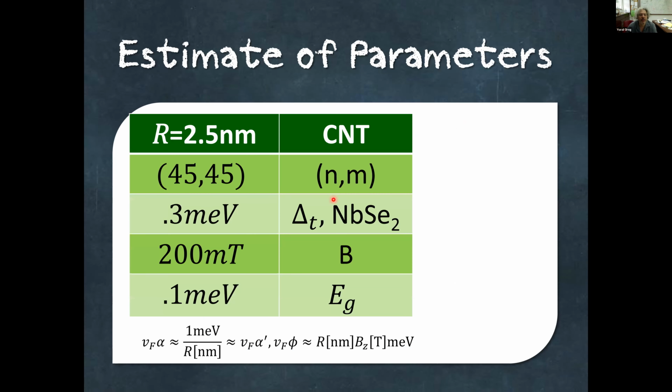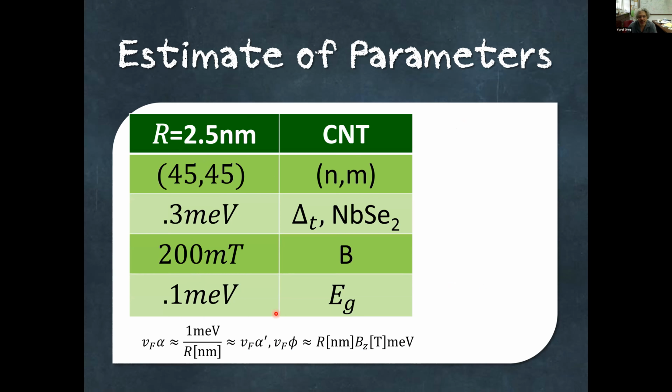Now I think this is wrong. These numbers are wrong, but this is to compare results. So this is what we get for R equal to 2.5. I'm sorry, this is a mistake, but we got this numerically. We got this gap, which is 0.1 milli-electron volt.